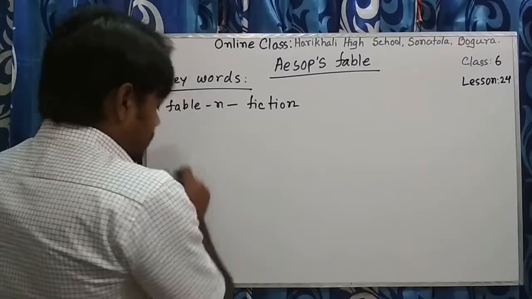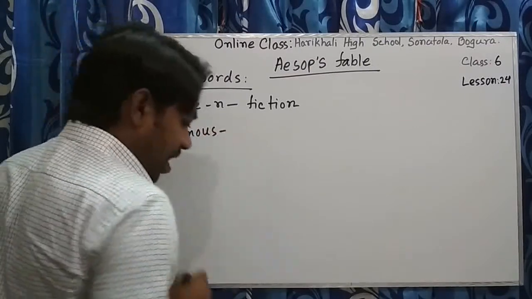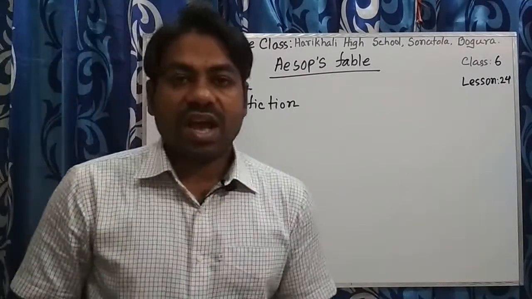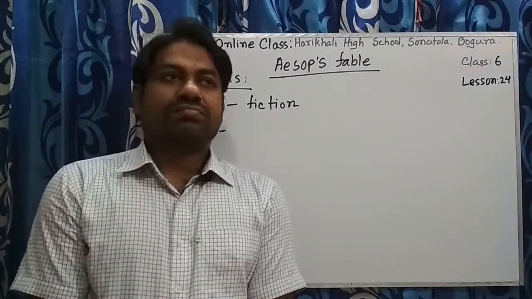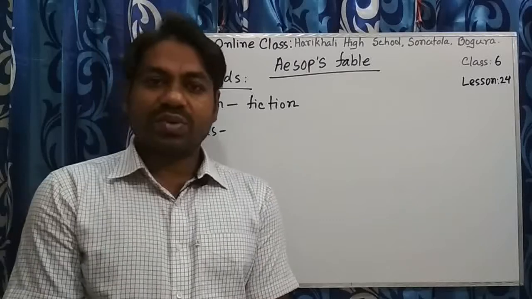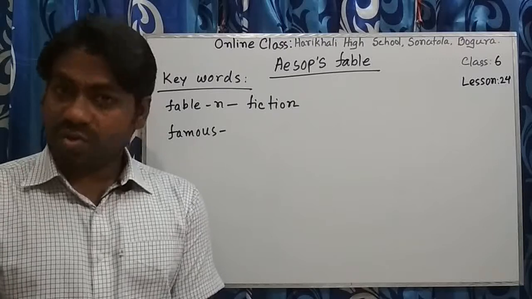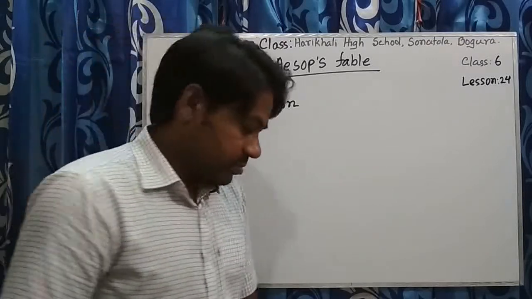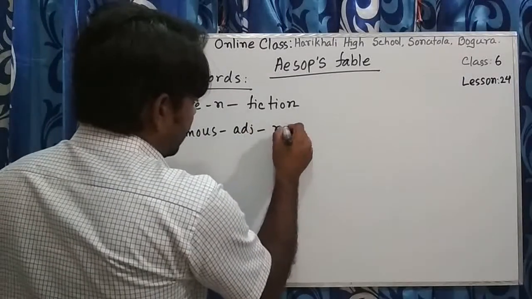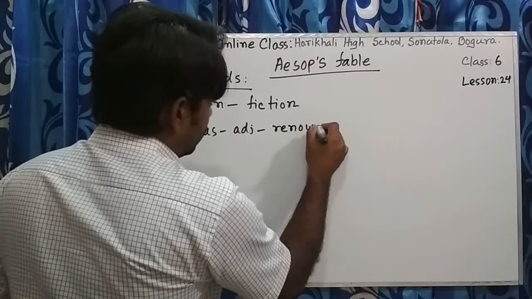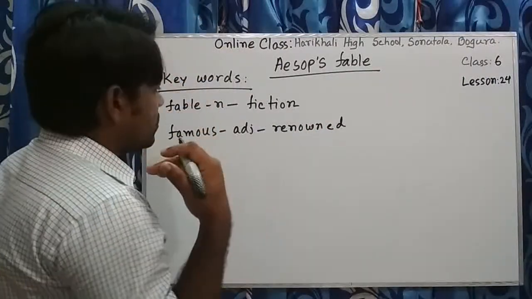Then famous. F-A-M-O-U-S. Famous. It's a common word, I think. You know very famous singers, you know famous people. That is, famous means renowned, eminent. It's an adjective. Renowned. Famous means renowned.